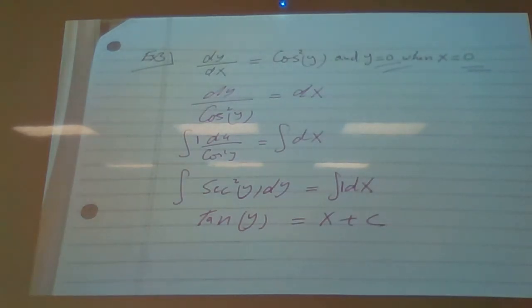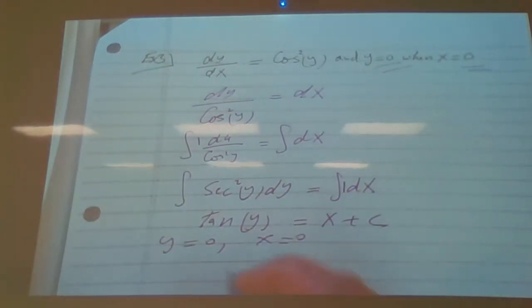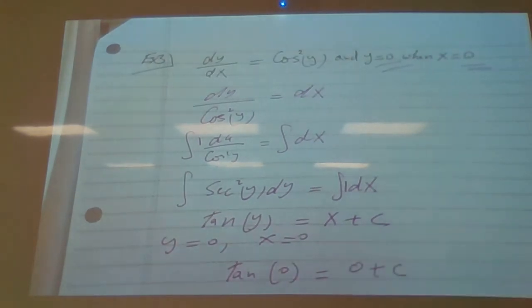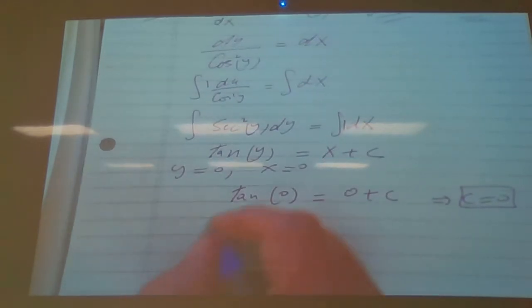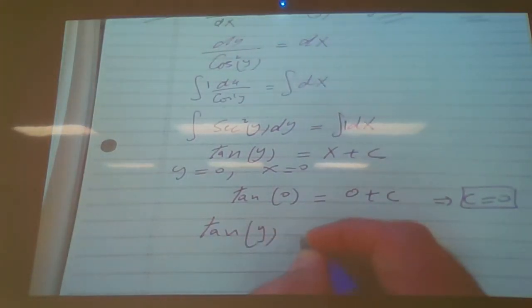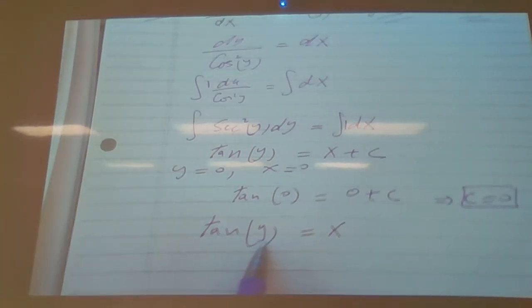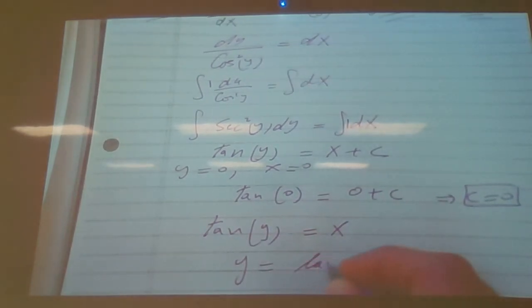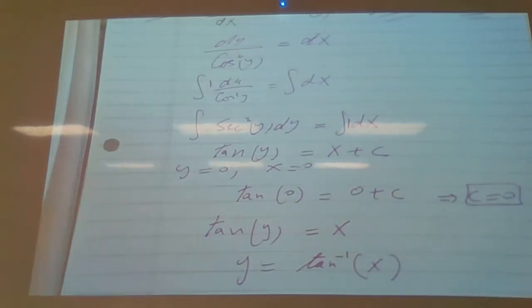Okay? So once you do your integration, you always apply the initial conditions. So I have tangent of 0 is equal to 0 plus c, and that's going to give me c equals 0. Rewrite your equation. So we have tangent of y is equal to x plus 0, which is x. So remember, I'm solving for y. If I have tangent y equals something, y is equal to the inverse tangent of x. And that's the answer.